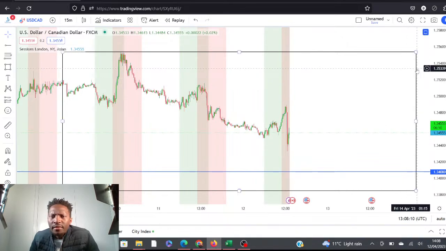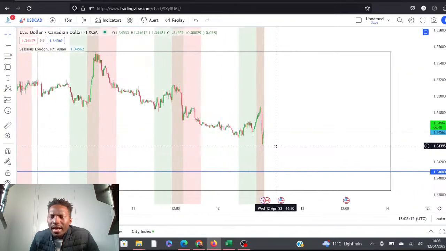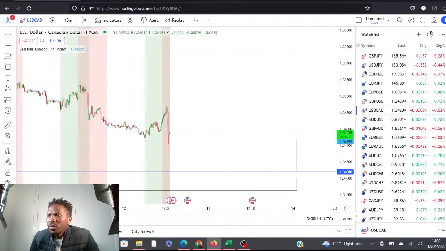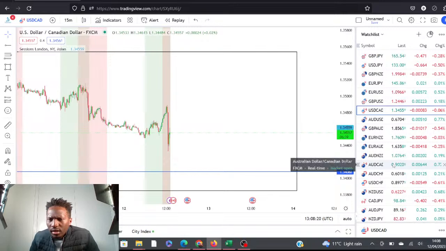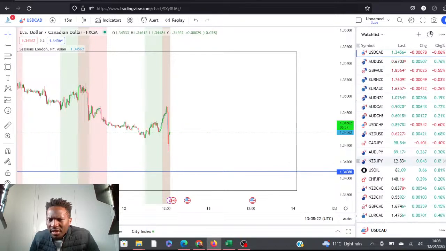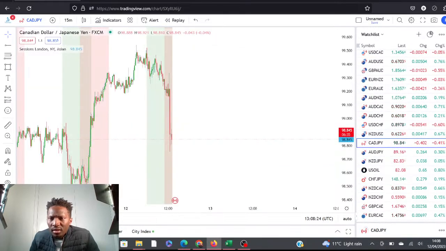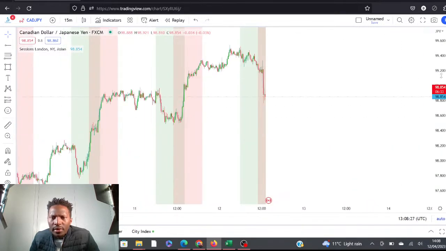So I'll probably stay out of it, but I'll be very interested to see what happens once we get to 3 o'clock. So, other Canadian dollar currency pairs to look at. Aussie CAD, not really interested in Aussie CAD. Maybe Canada yen, because I've been trading yen pairs. Canada yen is a very interesting one.